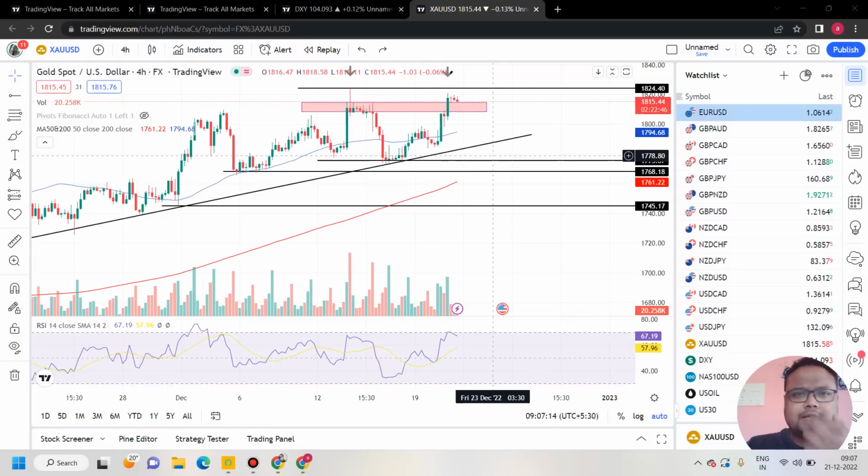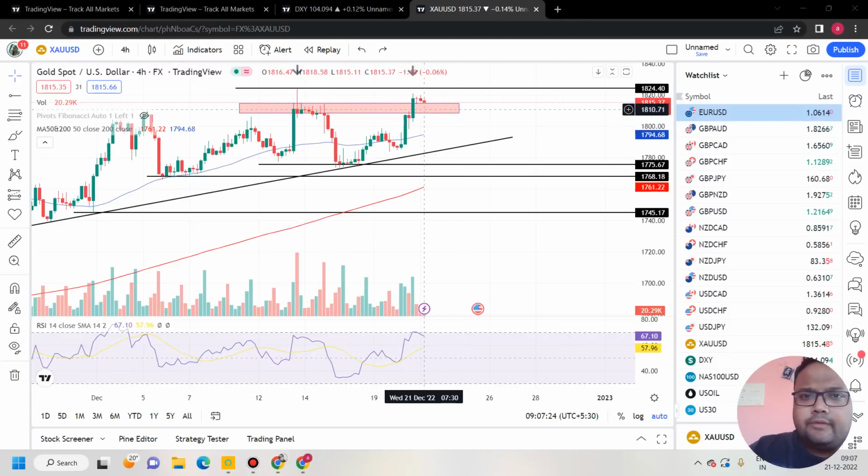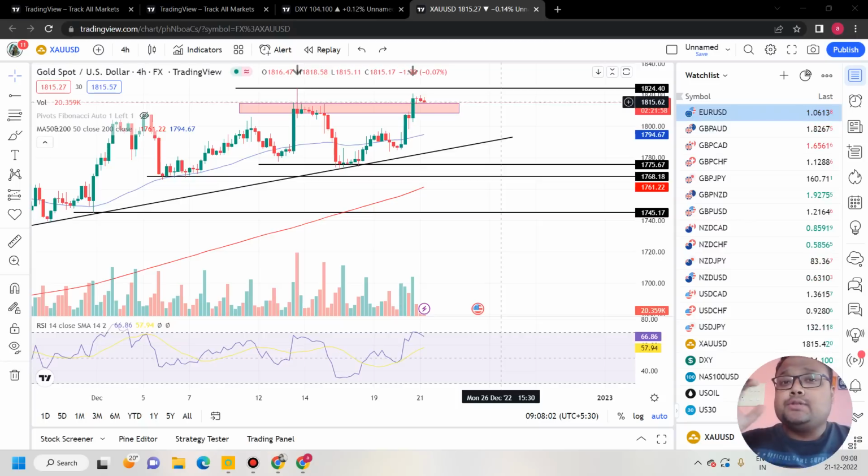And today, as we can see, right now gold is going down. So if gold somehow breaks this particular resistance of 1825 today, then do not take a buy position at the breakout, because again I'll say Christmas is around the corner. The volume of the market has already reduced and it will reduce further in the coming days. So as a result, be careful while placing any buy position at a breakout or any sell position at a breakdown, because for a proper breakout or breakdown we need volume.